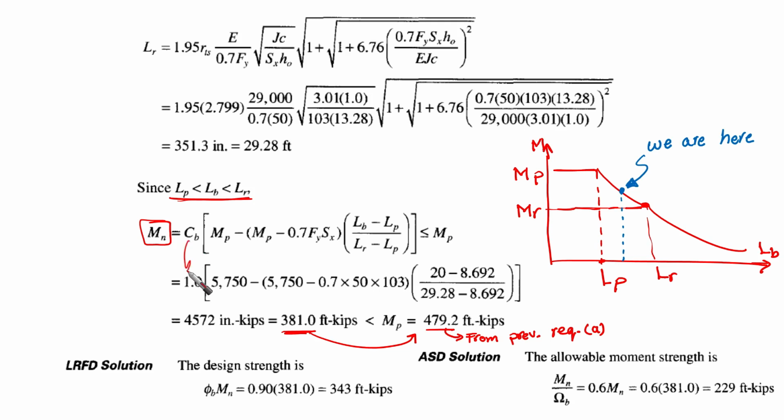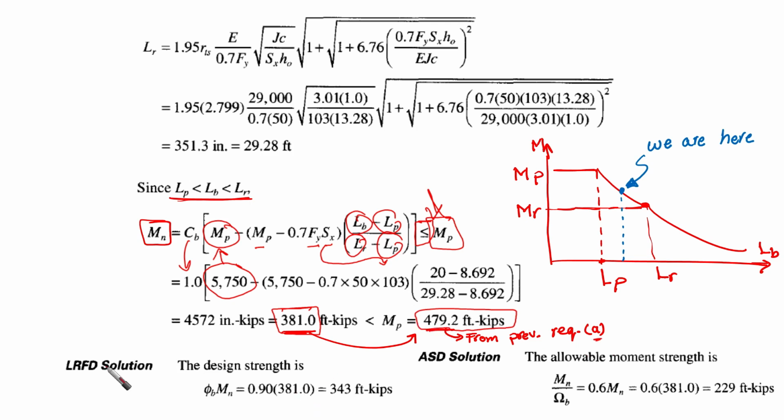Cb, as it is already given as 1 for us. Mp from the previous calculation, previous step, and then 0.7 Fy Sx from the dimension and properties table. Lb, Lp, Lr, Lp, everything is known for us. And it should always be capped with Mp. Plastic moment should be the upper limit. We found that here we can obtain 381, which is less than Mp, which is 479. Okay, from equation part A.